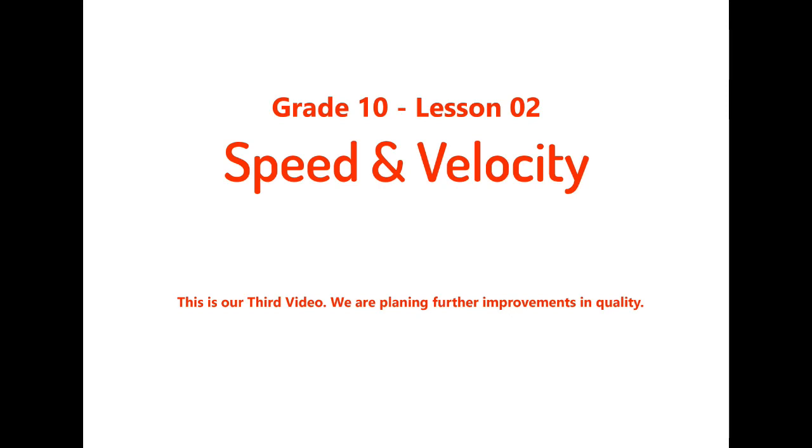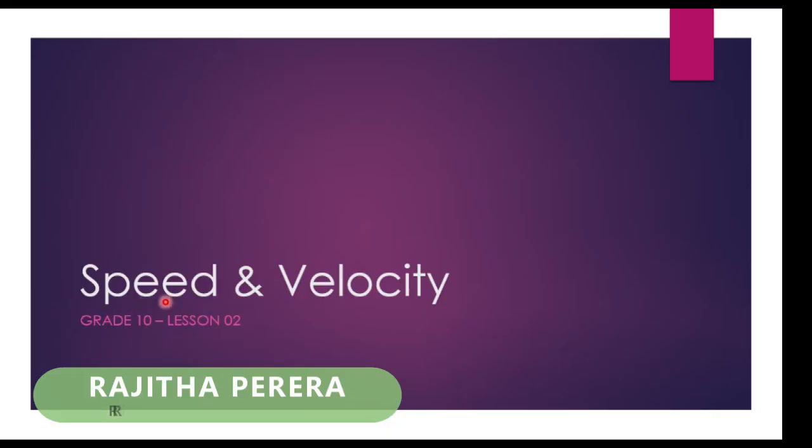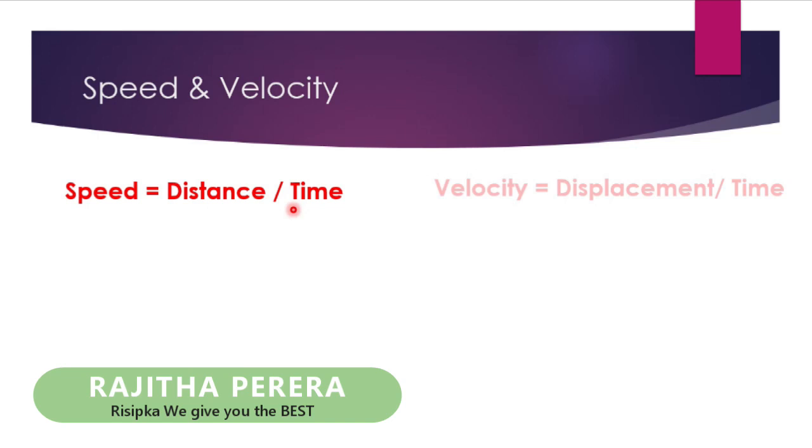Speed and velocity are two similar concepts, and they are directly related to distance and displacement. You can see the two equations here. Speed is equal to distance divided by time. Velocity is equal to displacement divided by time.